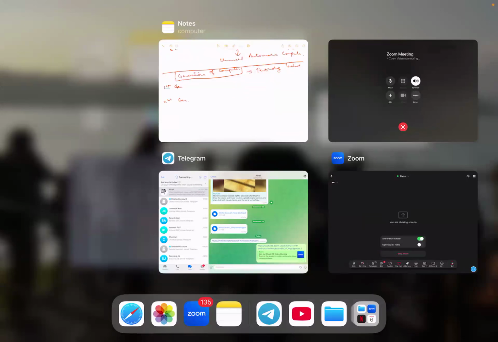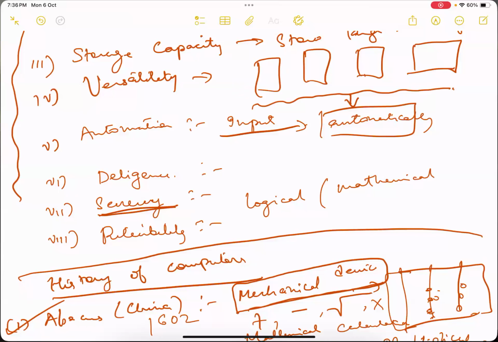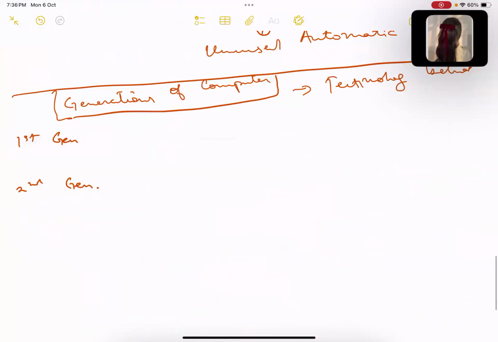Now let's talk about the generations of computer. This is also in a way important. Generally, based on what technology is used to operate a computer system, we divide the generations.